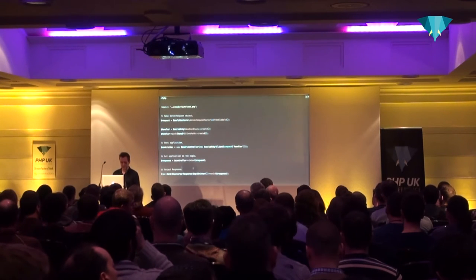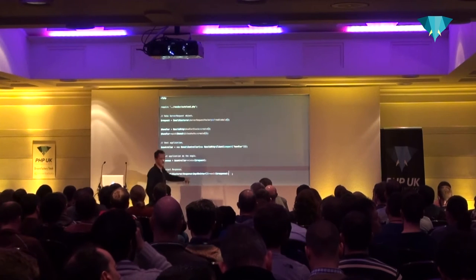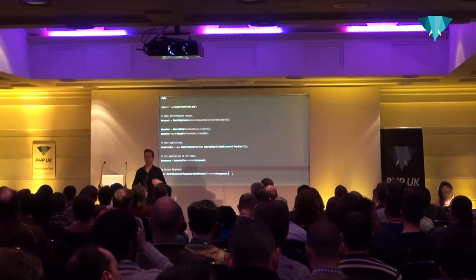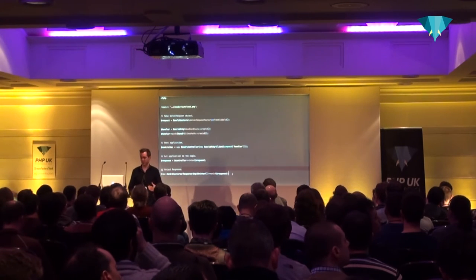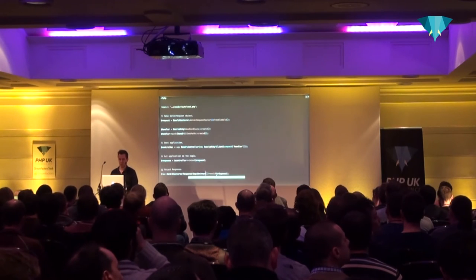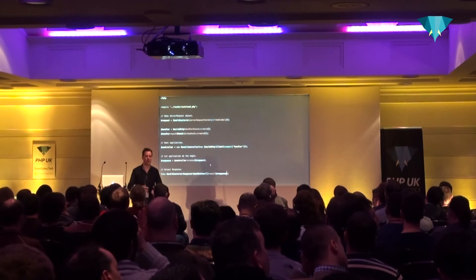And then in the end, the last line of the script is a SAPI, I don't know how to pronounce this, but it's an emitter object that emits a response object. So we create a new emitter, and we pass on a PSR7 response object. And then it should output the headers, output the body.